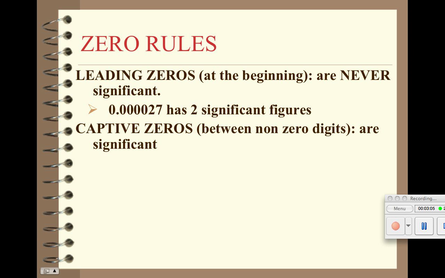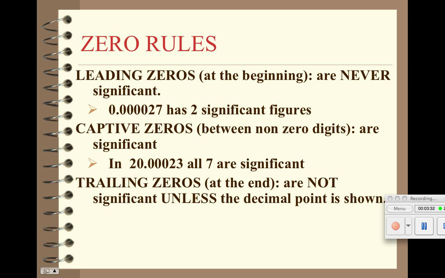Captive zeros that I find between non-zero digits are always significant. So in this particular case, this number right here, 20.00023, all 7 of these digits are significant. The non-zero and all of these captive zeros. So this particular number has 10 significant figures.